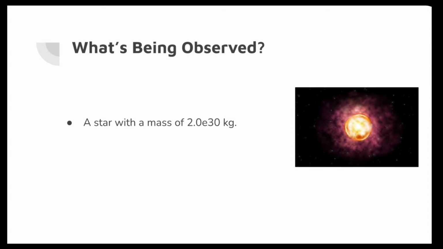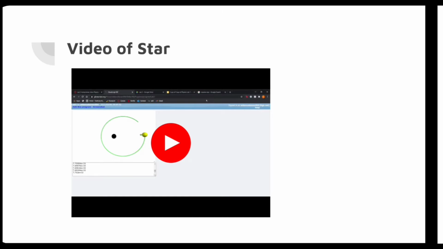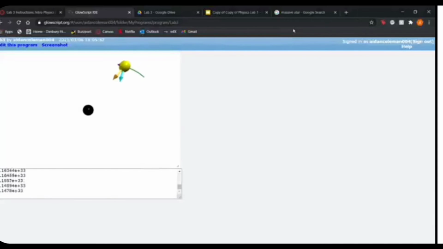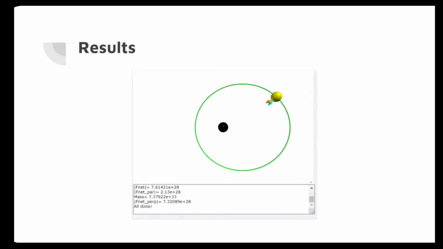Just to go over what we're observing real quick, we will be observing a star that has a mass of 2 times 10 to the 30th kilograms orbiting around a black hole, whose mass we do not know. But now we'll be watching a video of the star orbiting the black hole. As you can see, the results from the computer model show that the estimate of the black hole's mass is around 7.4 times 10 to the 33 kilograms.